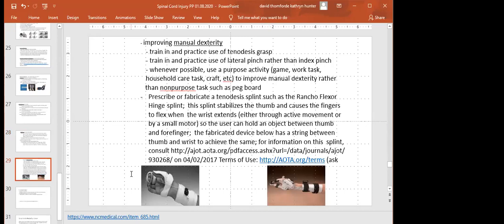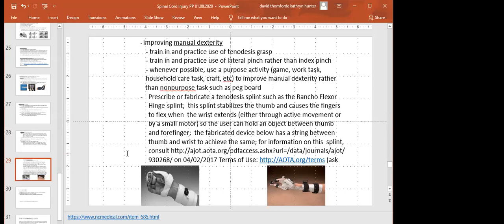As OTs, of course, we improve manual dexterity. We talked about this tenodesis grasp. It's the fact that, and any of you can try it, if you extend your wrist back, the fingers naturally flex. So even somebody who does not have active finger flexion can pick up an item by extending their wrist and then grasping the item either between the thumb and the forefinger or between the fingers and the palm. So we train people to use this tenodesis grasp.